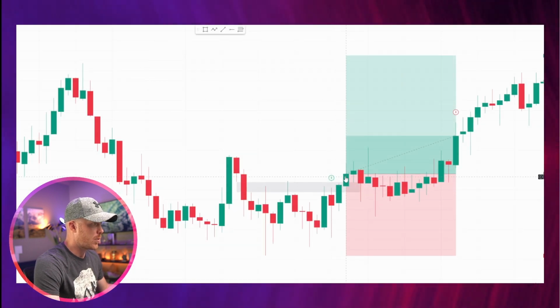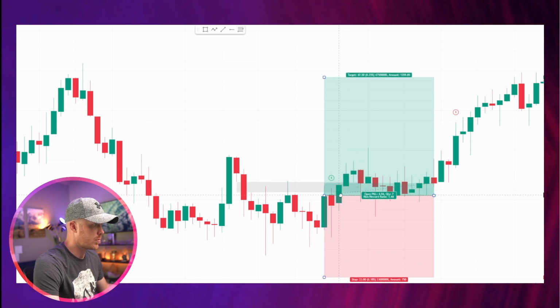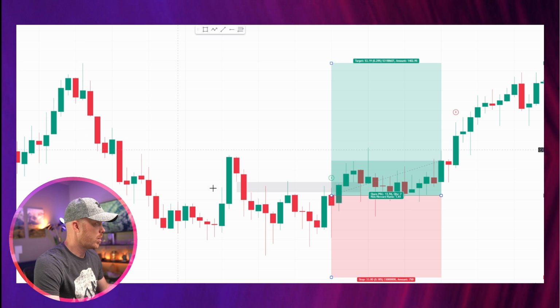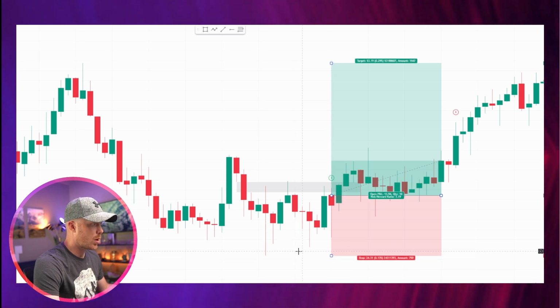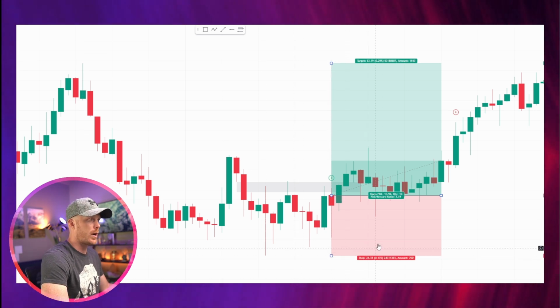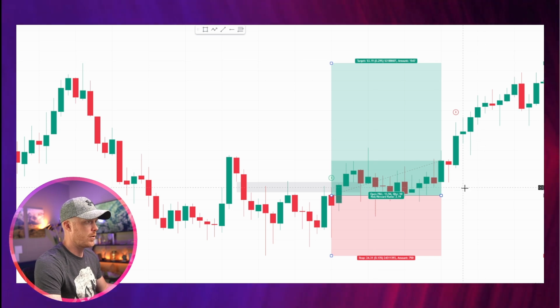And you can see that we don't go lower. Let me move this to the correct location where we go long. We don't go lower at all. We don't come anywhere close to where our stop was. It would have been a 24 handle stop with a 53 handle win.